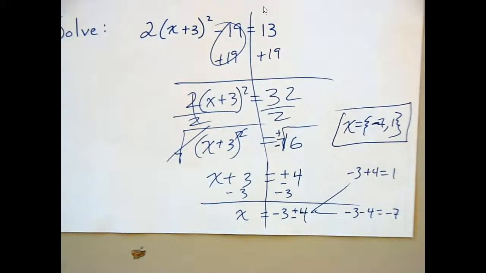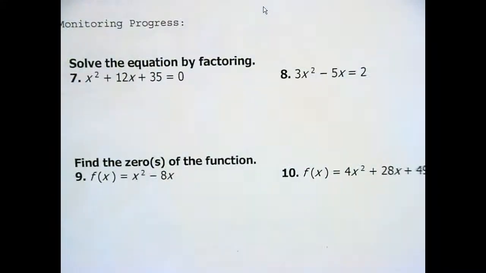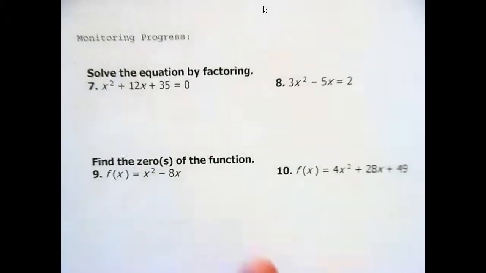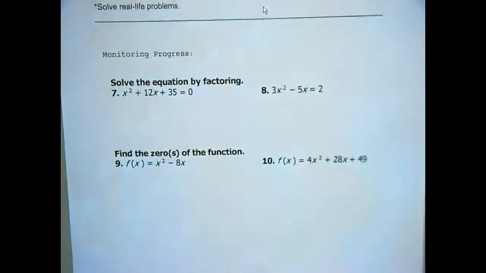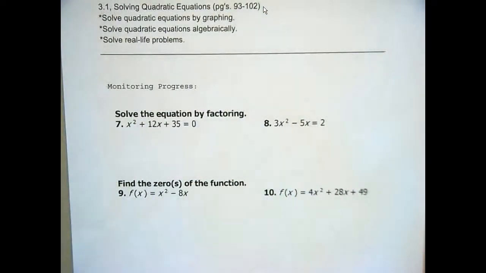All right, questions? Okay, here's what I'm going to have you do then. Since we seem to be amazing, let's give that a go. Number 7 through 10 in our monitoring progress. Continue with 3.1 here. Give it a shot. Let's start with 7 and 8 first.